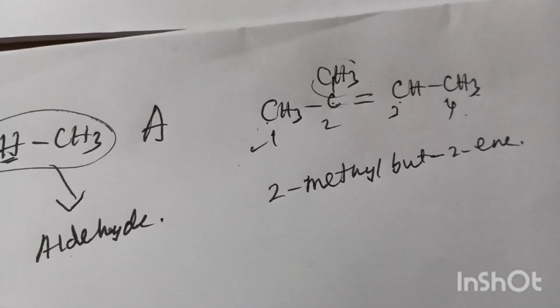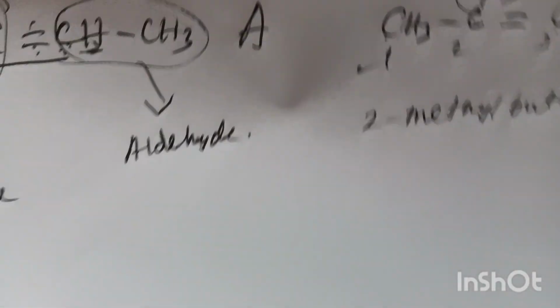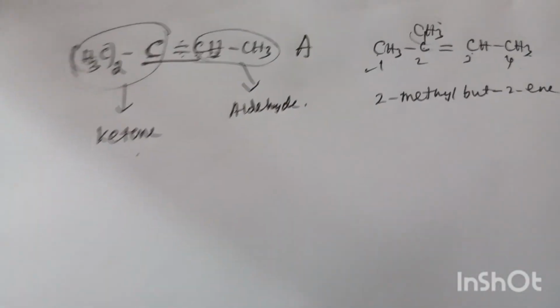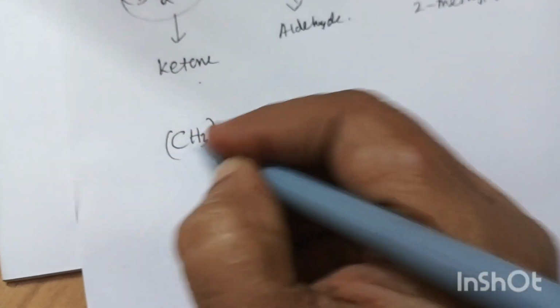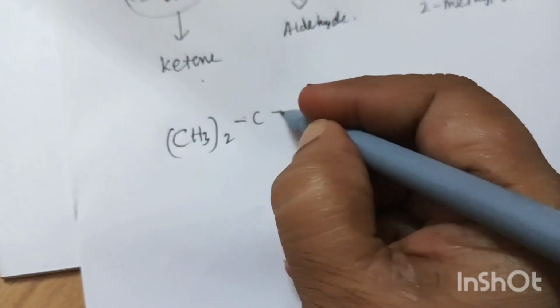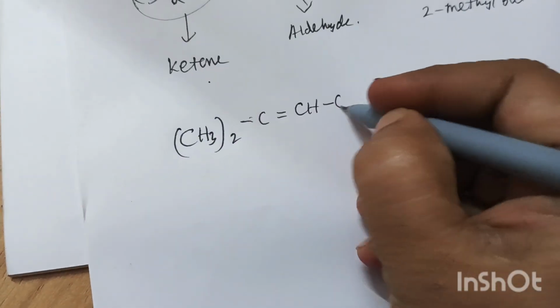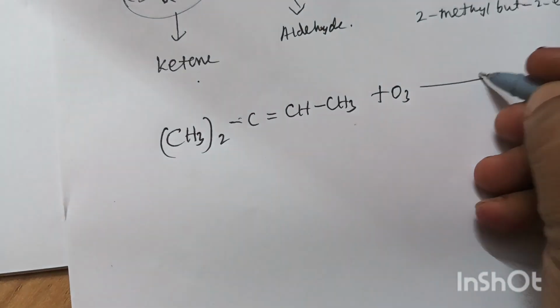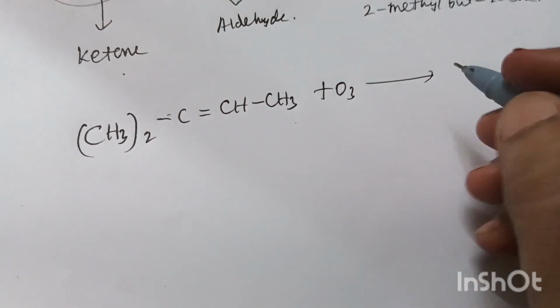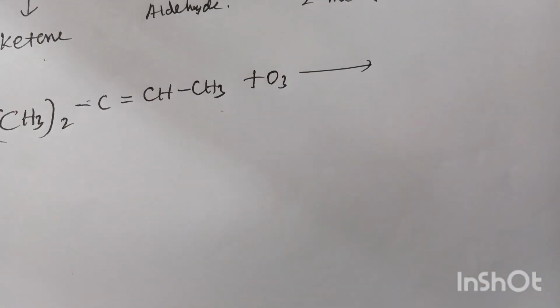So now we want to write all the reactions for this. A we got. So what B and C are, we have to get now. So A is CH3 twice C double bond CH CH3. 12th standard children, this ozonolysis reaction is only in the 11th book. In the 12th book it is not there.